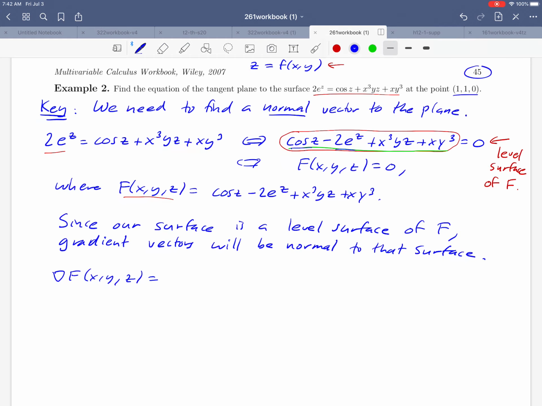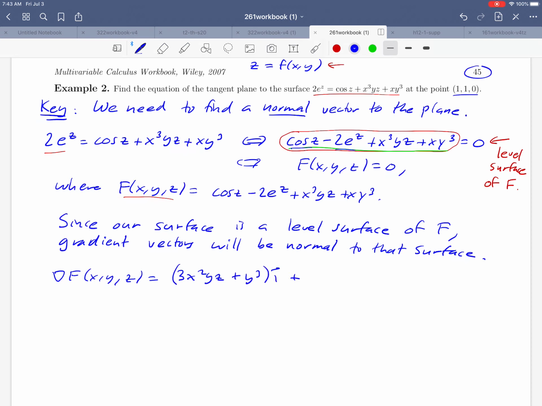First two terms are going to go away because they've just got z's in them. And then we're going to get, let's see, a 3x squared yz plus, derivative of x is 1, so we'll get a y cubed. Okay, so there's our i component.